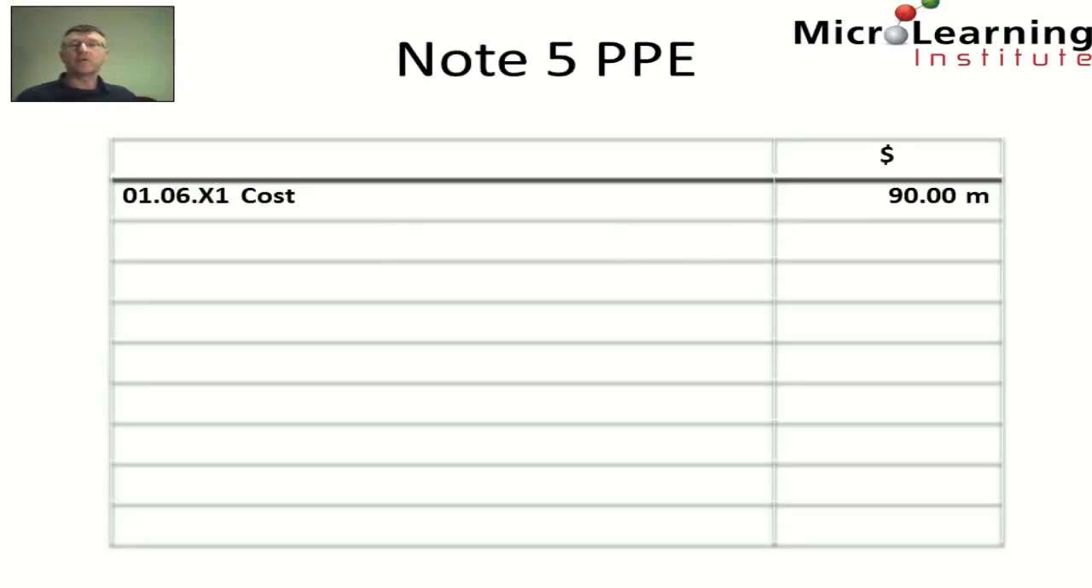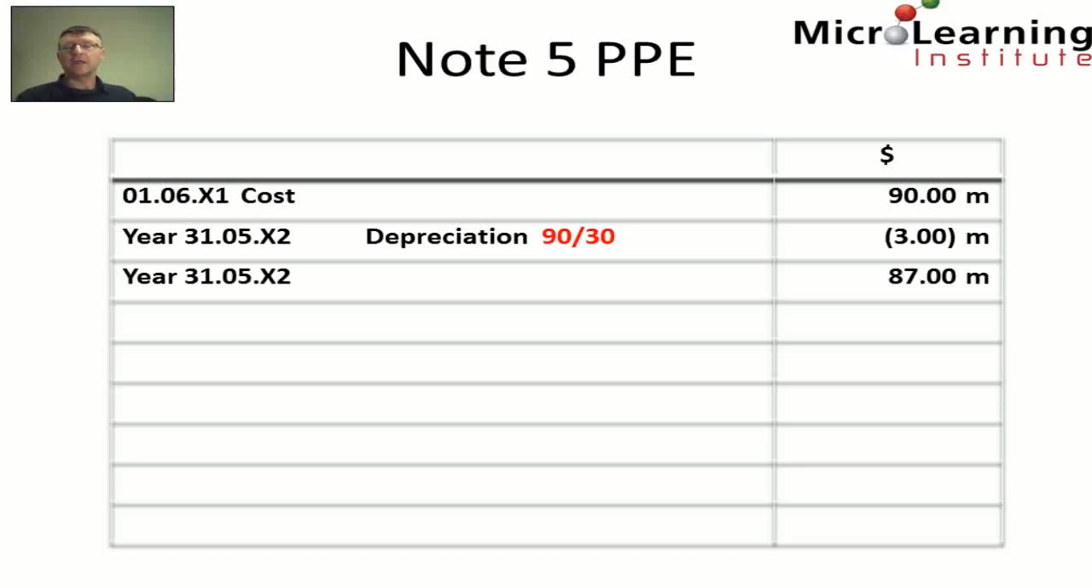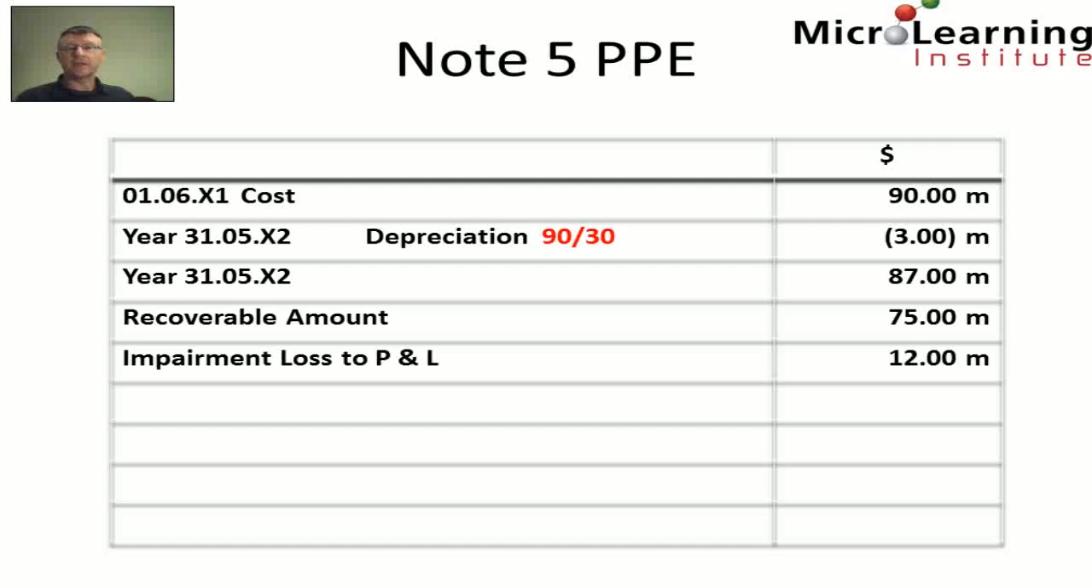So again, on the 1st of June X1, we recognise property, plant and equipment in line with IAS 16 at $90 million. We depreciate the $90 million over the useful economic life of 30 years to the 31st of May X2, leaving us with a year-end balance sheet amount of $87 million. The recoverable amount at the 31st of May X2 is only $75 million, so consequently we must recognise an impairment loss to the P&L of the difference between 75 and 87, which of course is $12 million.